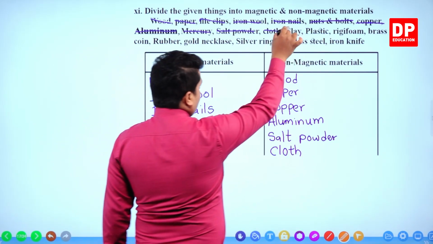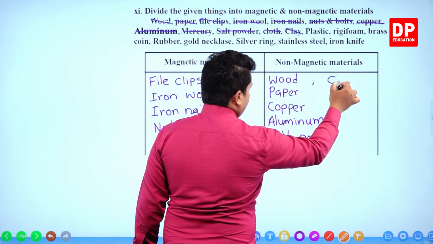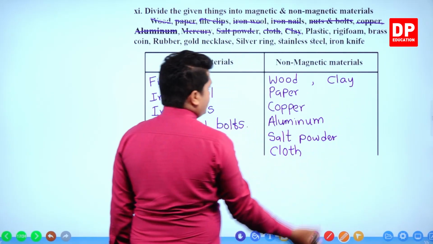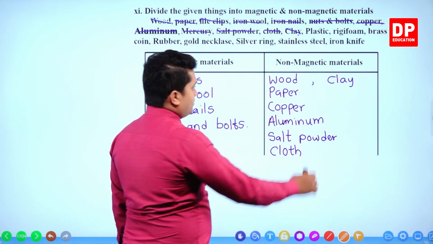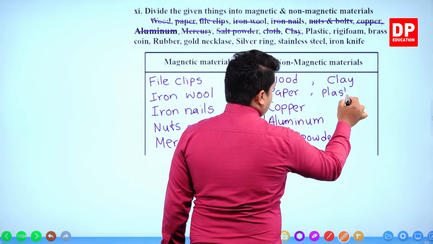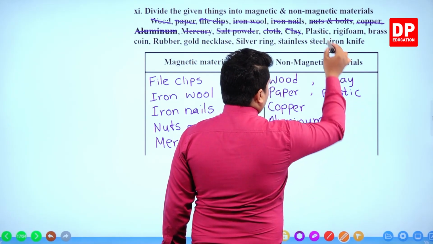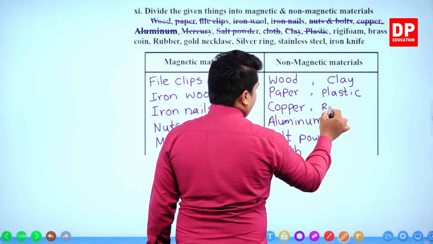Then clay. Clay is also the same. I will mention clay in here. Clay is also a non-magnetic material. Then plastic, also the same, non-magnetic. Thermocol is also the same, non-magnetic.